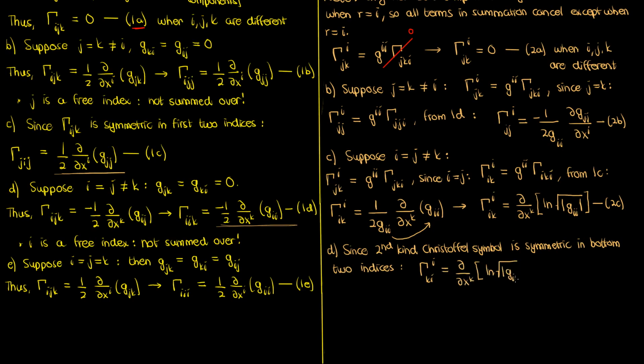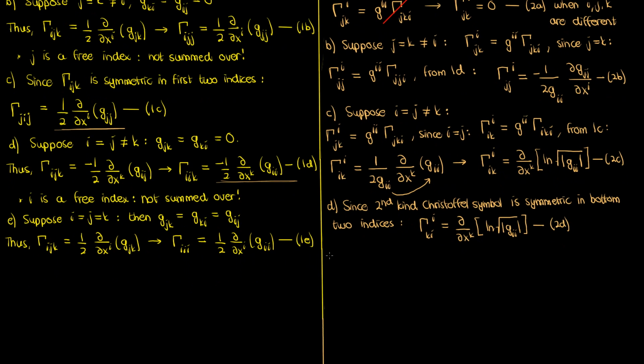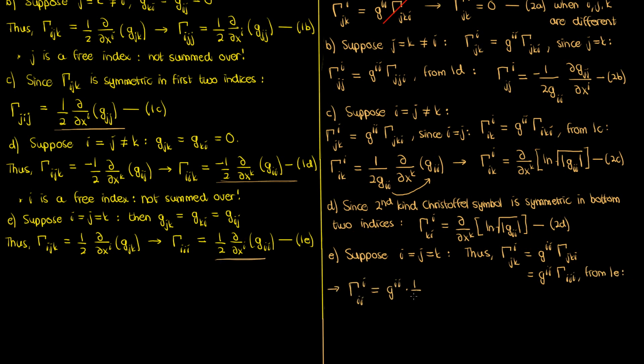Again, repeated indices are not summed over here. I'll call this equation 2d. And finally, if all the indices i, j, and k are equal, this is what we end up with for the expression for the second kind Christoffel symbol in terms of the inverse metric tensor components and the first kind Christoffel symbol. If I then plug in the expression I found earlier for gamma sub i, this is what I have. And once more, if I use my chain rule in reverse, this is what I'll get for my gamma super i sub ii, and this will be equation 2e.